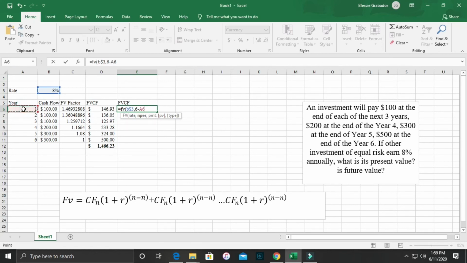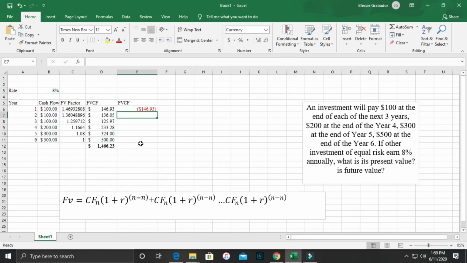1. So the 1 is the A6. Then for the payment, we also put 0 because we compute each cash flow, and the last one is the present value, which is the 100. So close the parenthesis, then we have 146.93. So it was the same as here. So we got the same result from the shortcut and from this.